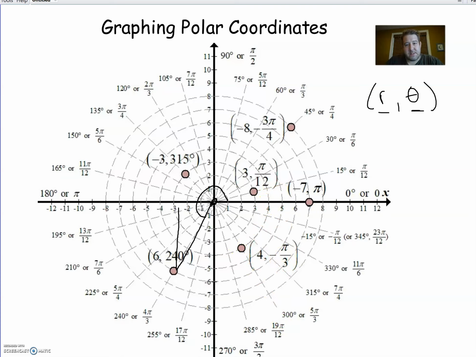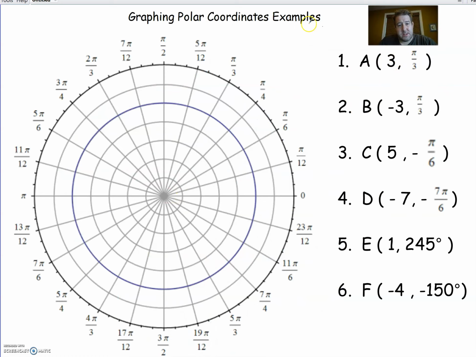All right, let's look at some examples and move myself out of the way here. It starts off nice and easy. These are all points on a polar graph. We're just talking about points here, not equations or anything. We're not graphing equations, which we'll cover later on. (3, pi over 3). Pi over 3 is 60 degrees. That's right here, and then 3 away from the center. 1, 2, 3. That would be point A.